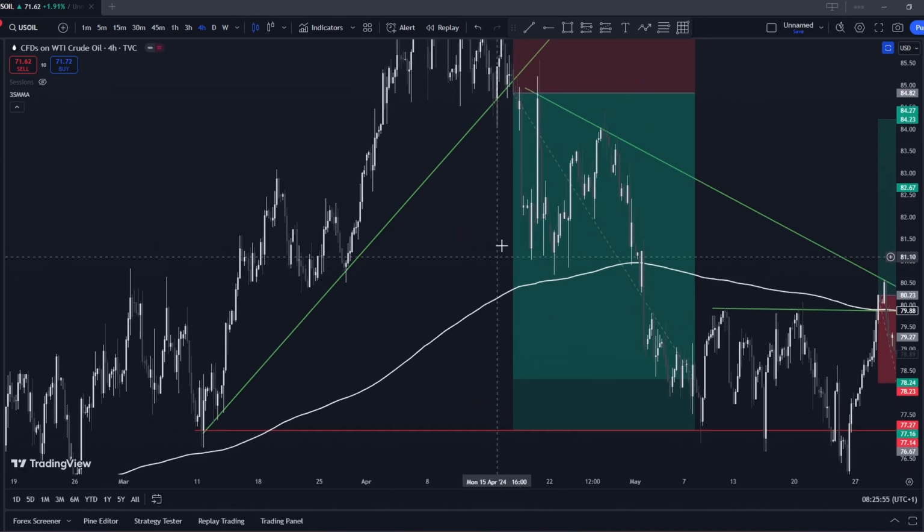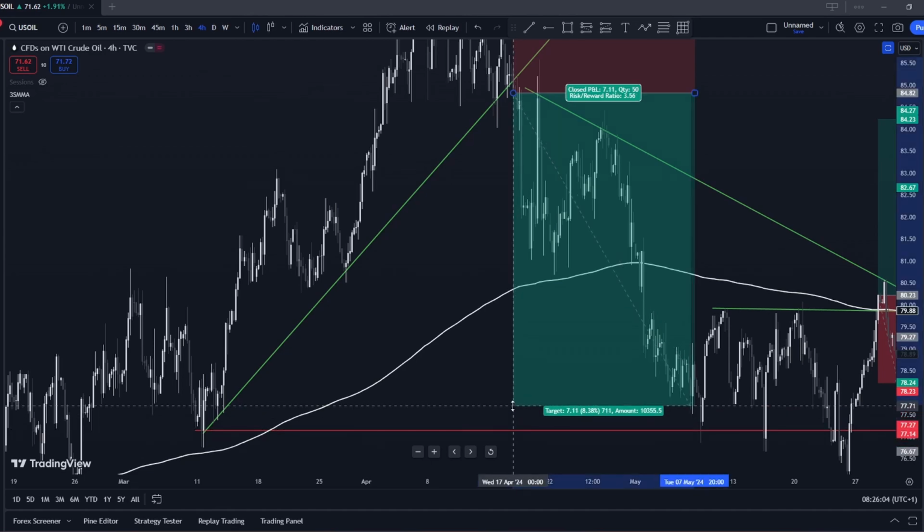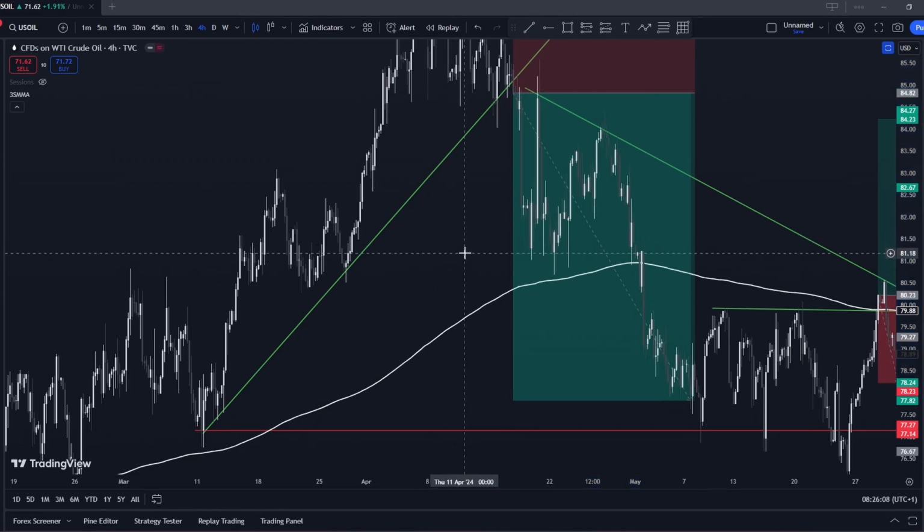But you see, the ratio now is 3.83. So I'm going to round down to the nearest 0.5, which would be 3.5. Right? So I round down to 3.5, just like that. And now I have a lovely trade.